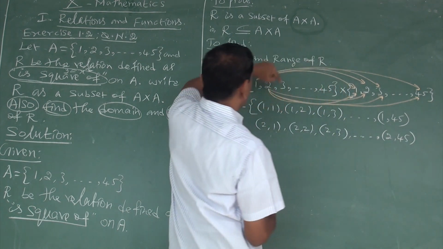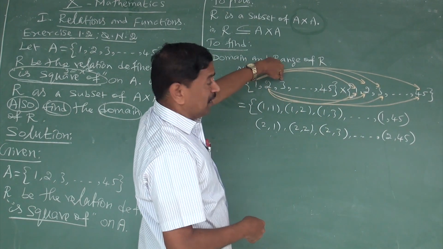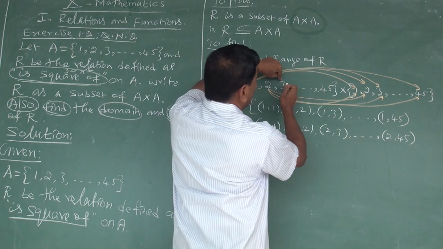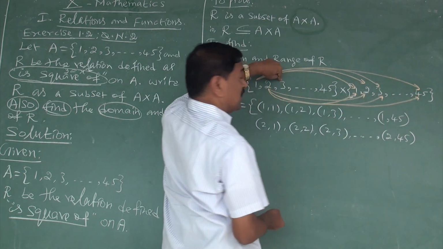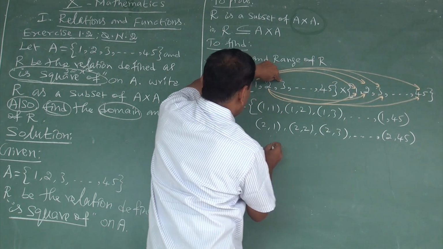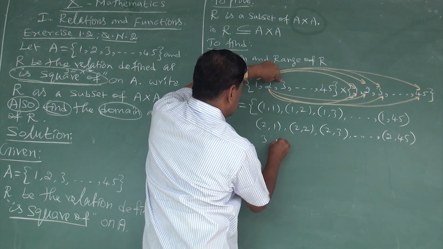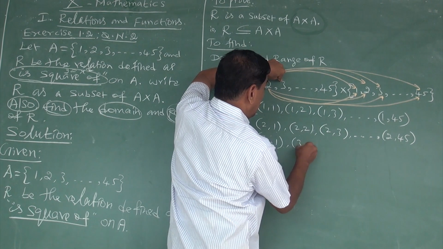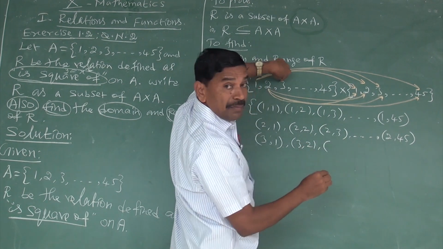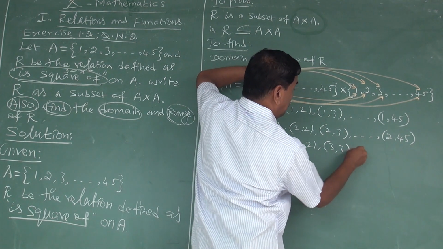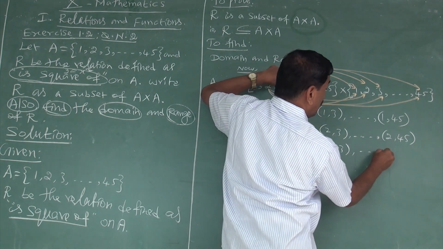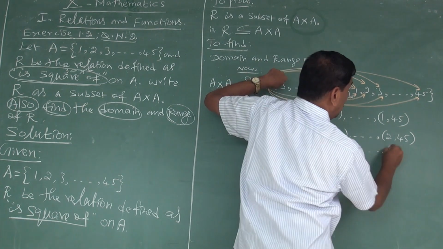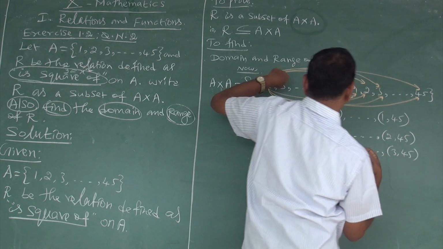Complete the bracket. Now take the third element. Let us consider the third element and pair with all the elements in the second set. Very good: 3 comma 1, 3 comma 2, 3 comma 3, etc., 3 comma 45.